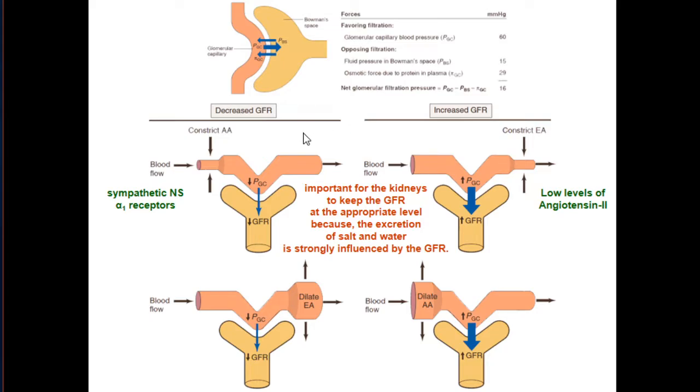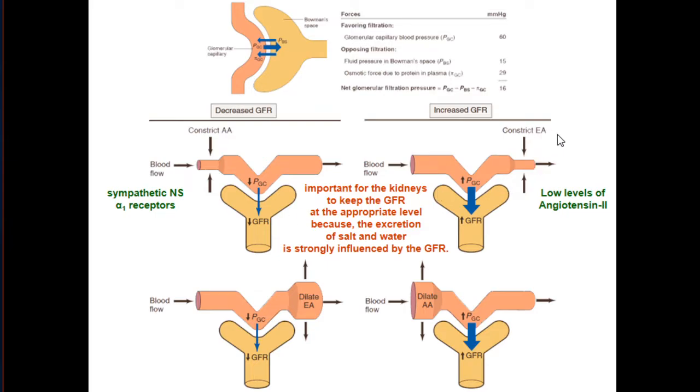So those are the things we mentioned last time, and those which will affect the pressure inside the glomerulus and the glomerular filtration rate. The first example here is constriction of the afferent arteriole, which could occur as a result of sympathetic activation, interaction with alpha-1 adrenergic receptors. This will reduce the blood flow. As a result, hydrostatic capillary pressure decreases and glomerular filtration rate drops.